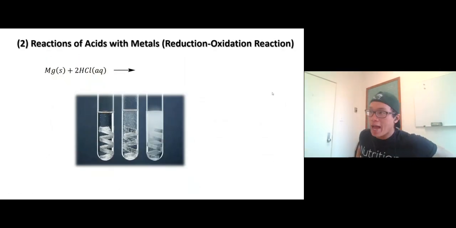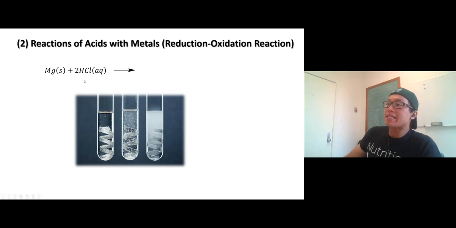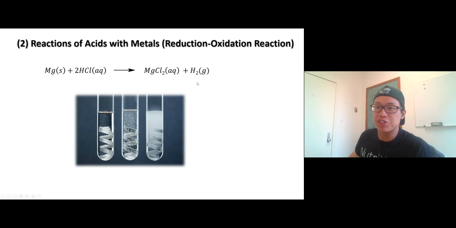The second type of reaction that involves acid and base: acid can react with metal, and I'm sure you have seen this one time or maybe a few times. We call it a reduction-oxidation reaction. When you dip a magnesium strip into a solution of hydrochloric acid, can you predict what product you get? Pause the video right here and predict what you get. This is an example of a single displacement reaction. Magnesium pairs with chlorine, so you get magnesium chloride. And hydrogen, what do you get? 2H? No, you get hydrogen gas right there.